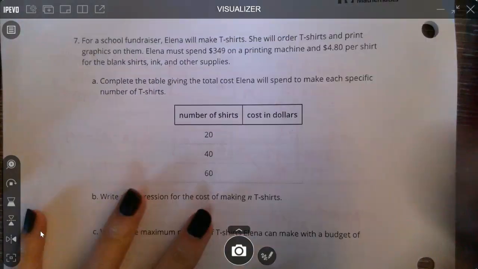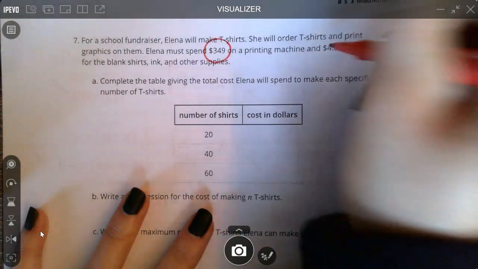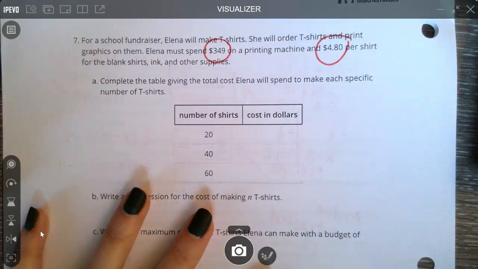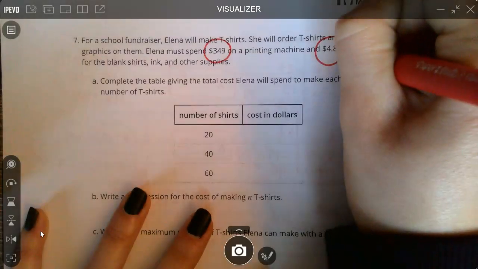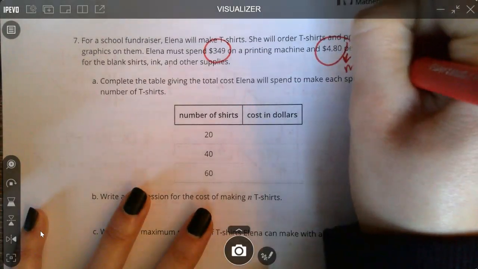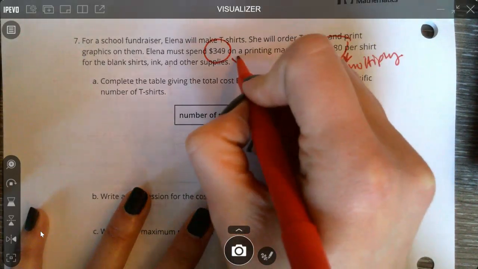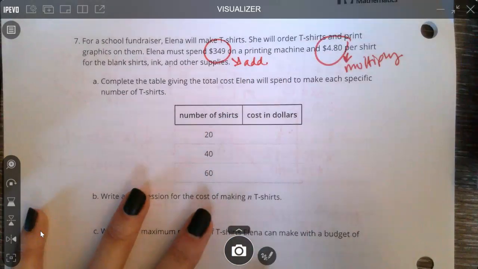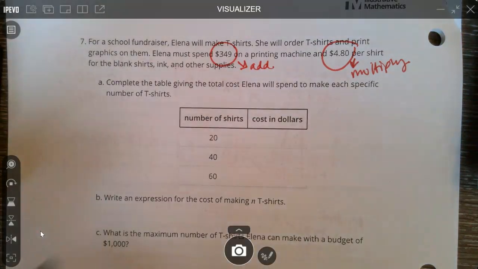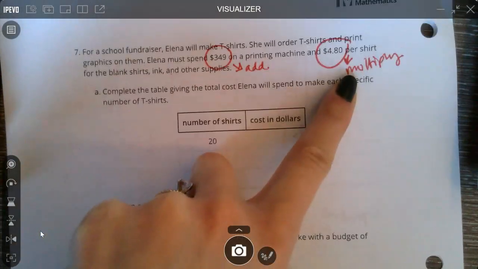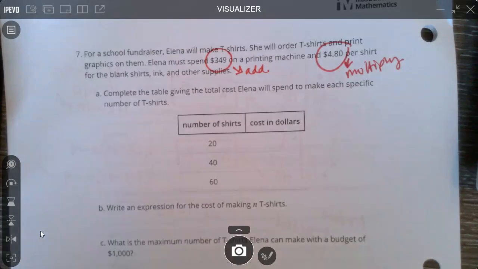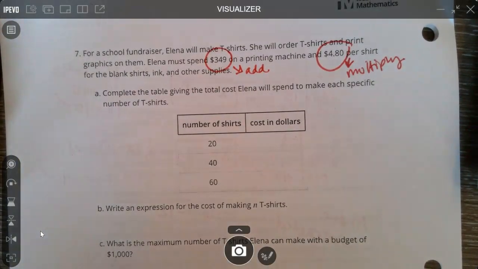Alright, so I need to see this number and this number being used every single time. I also know that per means to multiply. If this is an additional cost, that means I need to add it to my total. Okay, but every time I'm paying for the machine and the number of shirts. So it says complete the table, giving the total cost Elena will spend to make each specific amount of shirts.